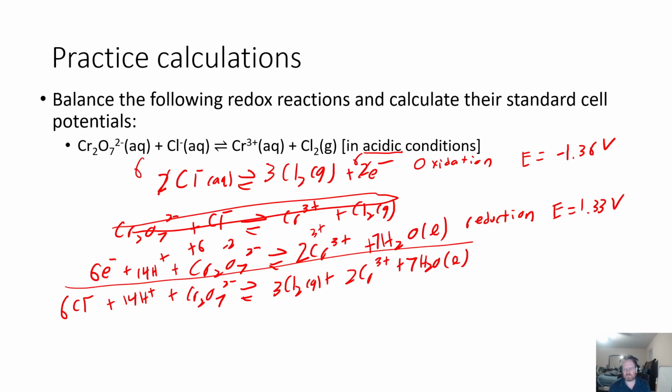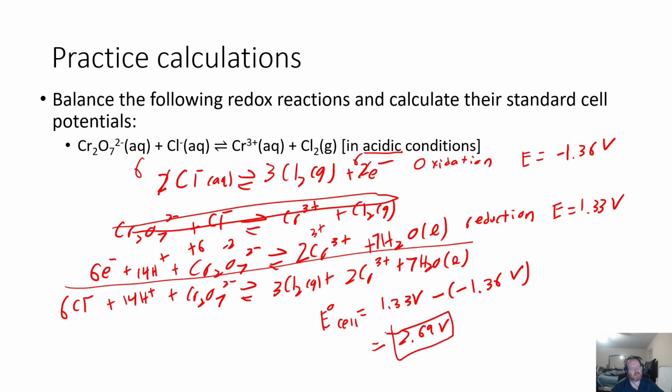So what that means is now, if I want my E0 cell, the reduction is our 1.33 volts minus a negative 1.36 volts for our chloride change. And so as written, this is definitely spontaneous. We have 1.33 plus 1.36 because the two negatives become a positive. And so we have 2.69 volts as our E0 cell. So this is the standard potential for this particular reaction as written, and it's how you balance the reaction. So hopefully that helped out some.